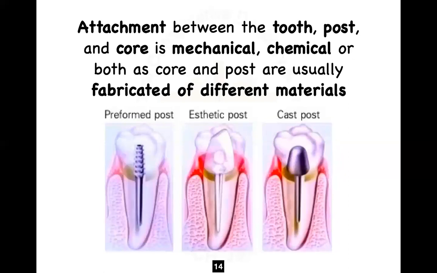Attachment between the tooth, post, and core is mechanical, chemical, or both, as core and post are usually fabricated of different materials. Now, what are these materials we have in the market? Preformed or prefabricated posts. I told you in the beginning, preformed or prefabricated posts are the posts which are already available. A lot of sizes are available in the market, and if you have a small round circular canal and you know I won't need much adaptation, I'll go to the market, get the post and try using different sizes and see what actually matches the size of my canal, right? And that is my post.